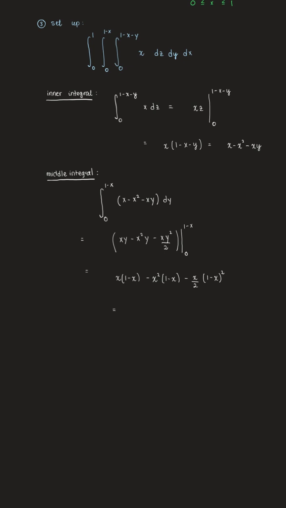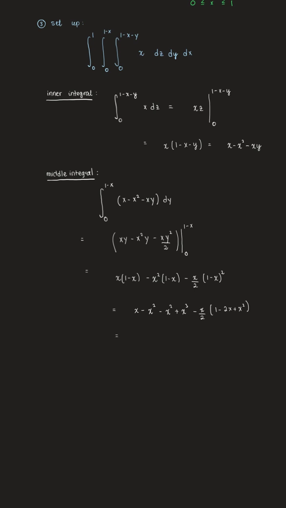I could factor out a 1 minus x, but I think I'm just going to multiply everything out and combine like terms. Maybe not the most efficient way, but it'll work. So we have x minus x squared, then a minus x squared plus x cubed, minus x over 2. Oops, nope, I forgot the square first. Sorry about that. We're going to keep that x over 2 on the outside, and then we have a 1 minus 2x plus x squared on the inside.